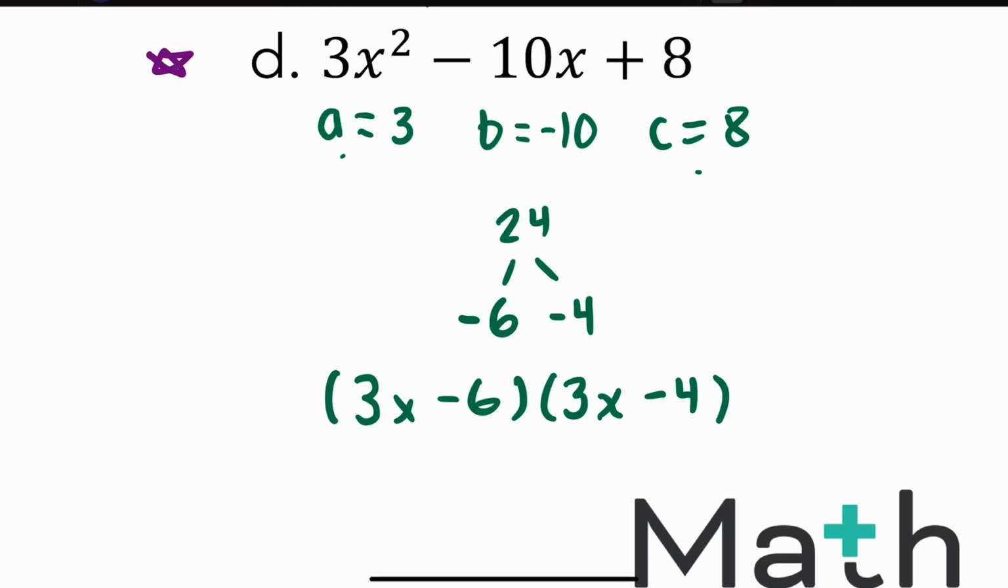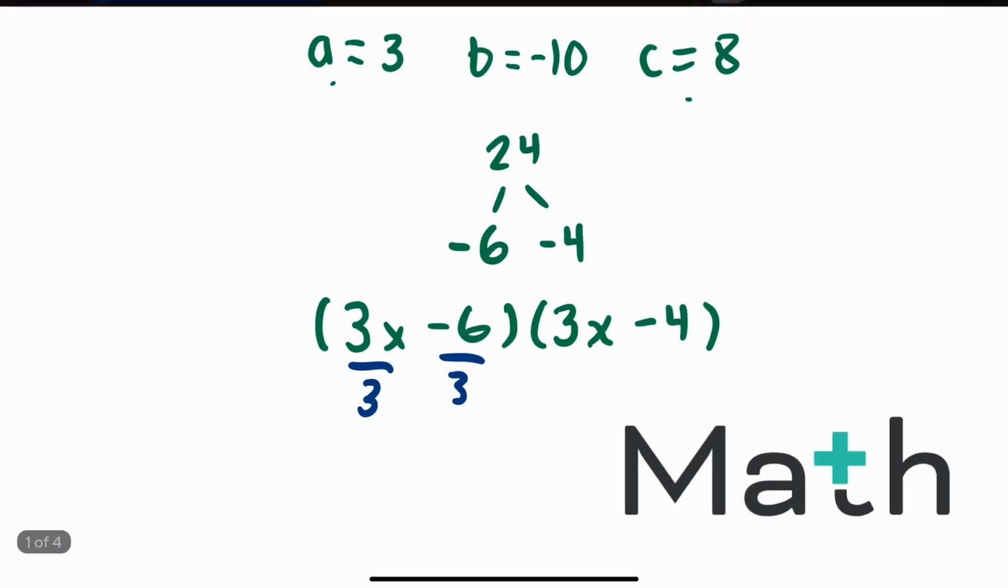And I need to go ahead and remove the greatest common factor, or factor out that greatest common factor in this one. So I get x minus 2. And this one doesn't share a greatest common factor. So this would be 3x minus 4. We're done.